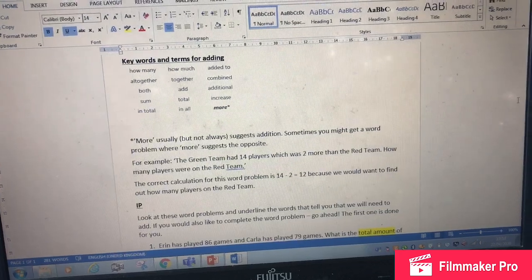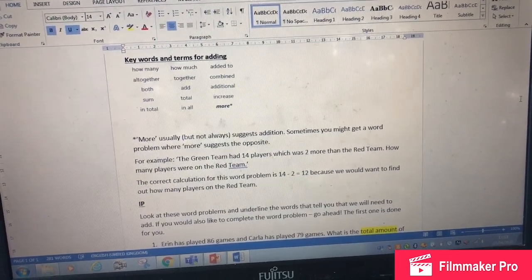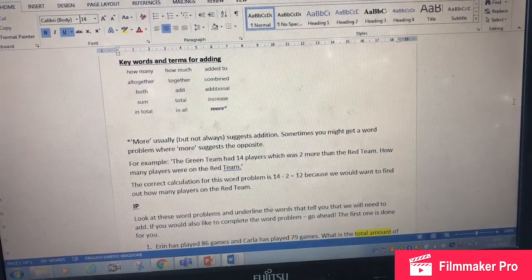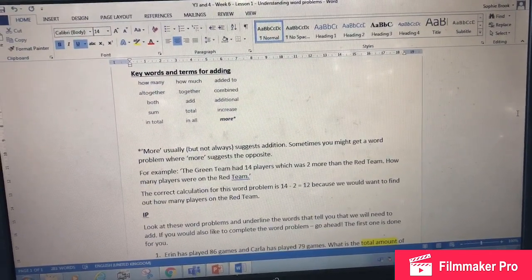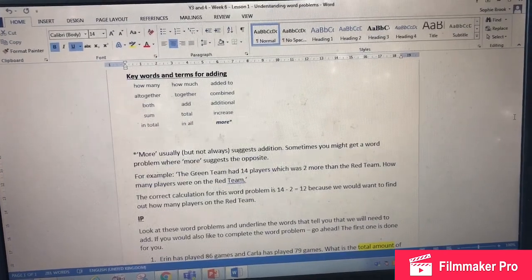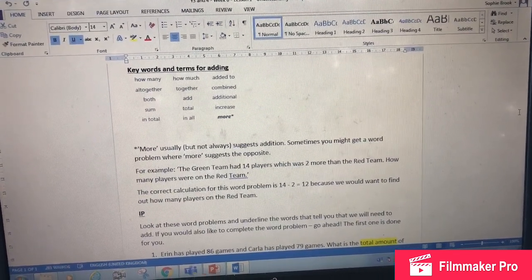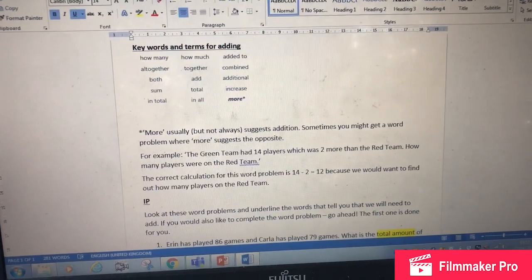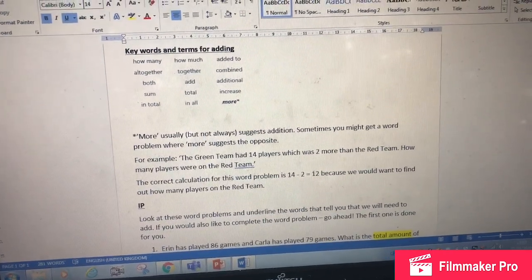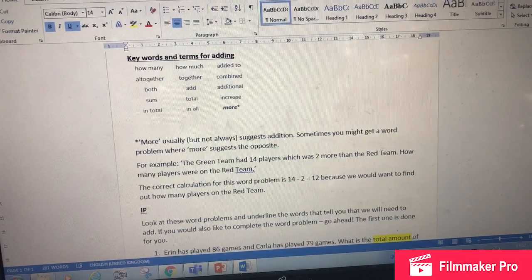So we've talked a lot about the inverse this year, and we know that the inverse of adding is subtraction. So sometimes the word more is in a subtraction word problem, just to confuse you a little bit, to make sure that you know what you're reading and you understand that word problem. I'm going to give you an example where more actually means subtraction.